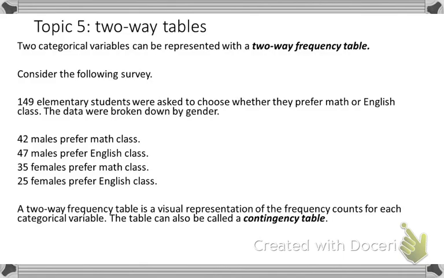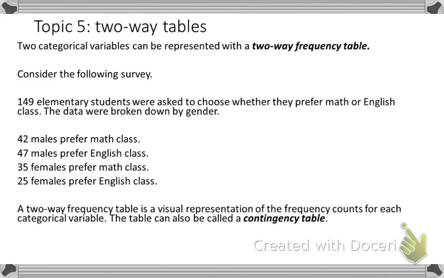Consider the following survey. There are 149 elementary students who are asked to choose whether they prefer math or English, and the data is broken down. So 42 males prefer math, 47 males prefer English, 35 females prefer math, 25 females prefer English. You can take this data and make what we call a contingency table. And that's what we're going to talk about next.